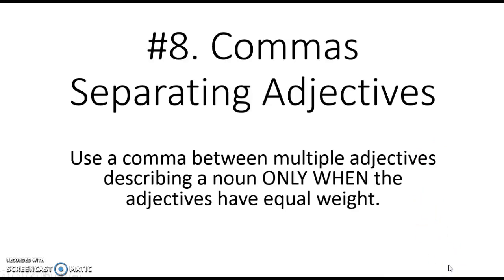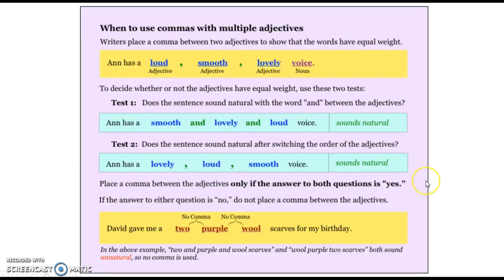All right, rule number 8 is about when commas separate adjectives. And so our rule is that we use a comma between multiple adjectives describing a noun only when the adjectives have equal weight. And I know that sounds kind of confusing. And so on this next slide, there's two kind of tests that you can do to see if adjectives have equal weight. And I do want you to write those down in your notes because I think that will help you.